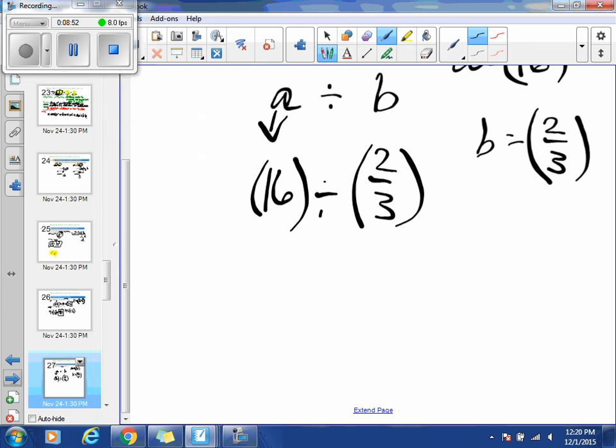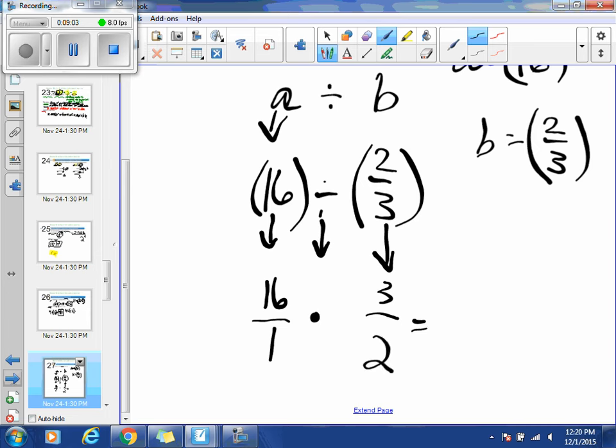Okay, so now I just evaluate. Turn 16 into a fraction. Change divide to multiply. Take the reciprocal of 2/3. So I can multiply that out, get my fraction, simplify it. You do that on your paper. If you need more time, pause it, finish that up before you go on.